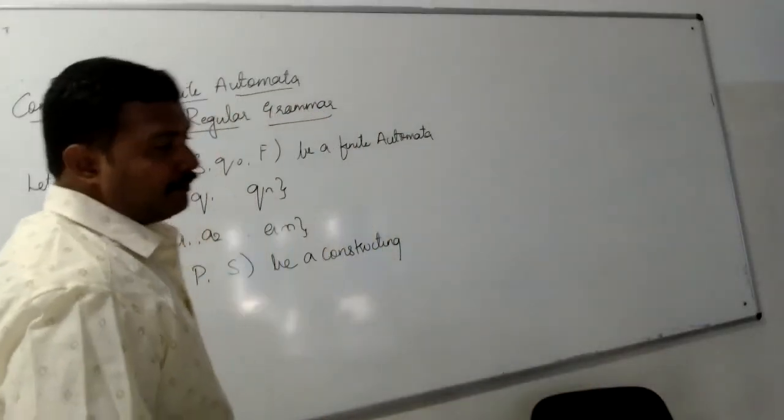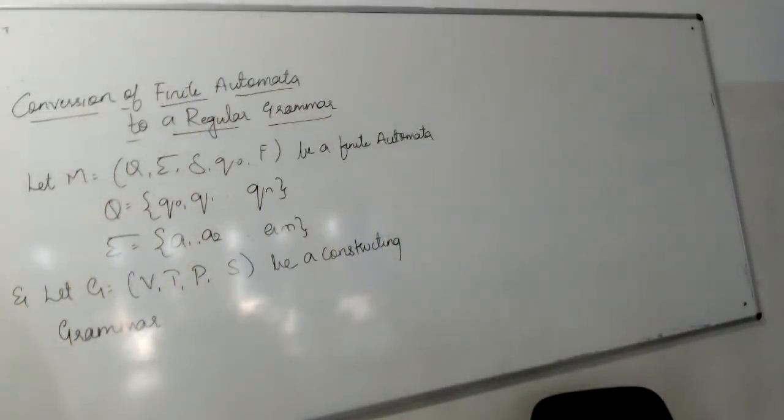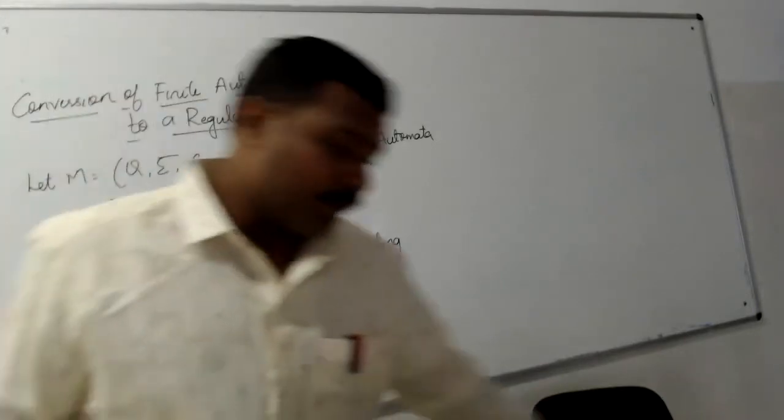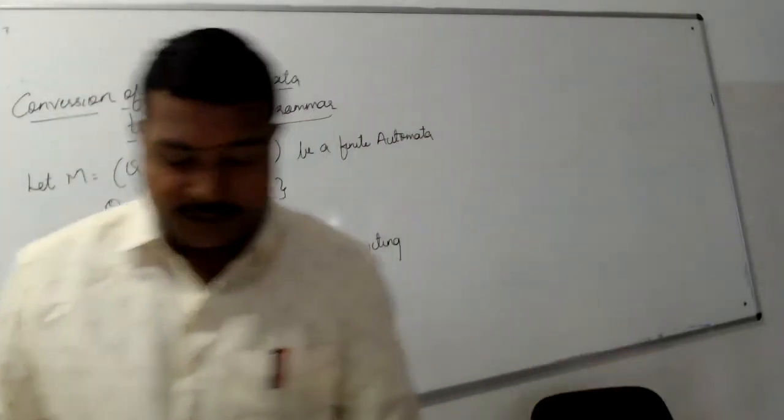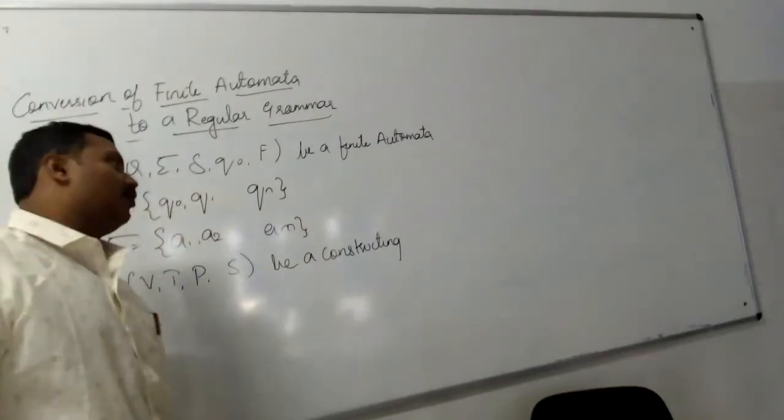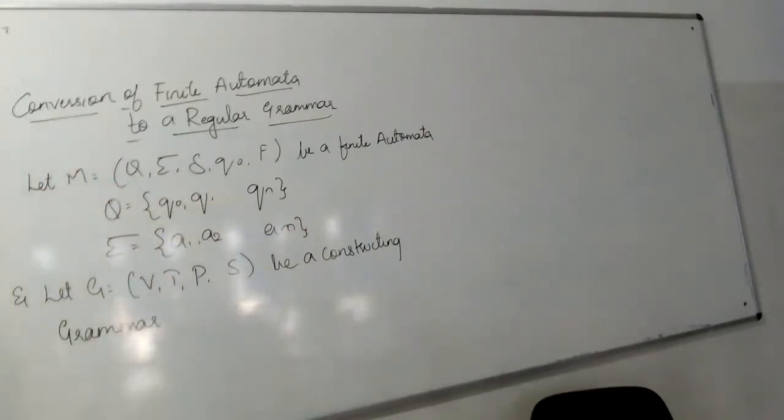Good morning, everyone. In the previous class, we discussed the different types of grammars. In this class, we will be discussing the conversion of finite automata to a regular grammar. So you have a finite automata, that is DFA, NFA, and epsilon NFA, and that finite automata is to be converted into a grammar. So what type of grammar? Regular grammar, that is type 3 grammar.